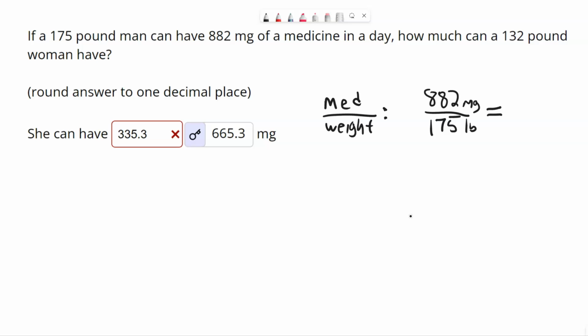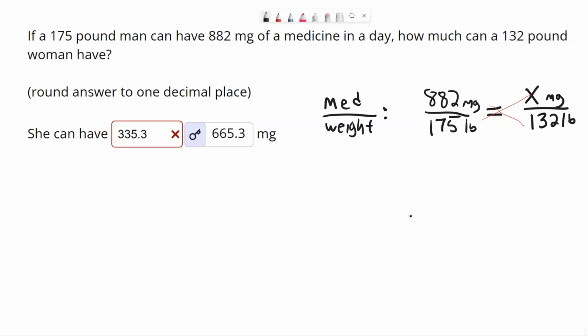That should be equal to the proportion for the woman, where we don't know how much medicine. Let's call it X, in milligrams, the same unit, over the weight of 132 pounds. Double check that the top is the medicine and the bottom is the weight. In setting up proportions, the most common thing people do is cross multiply. However, you could also multiply both sides by the common denominator, among other techniques.